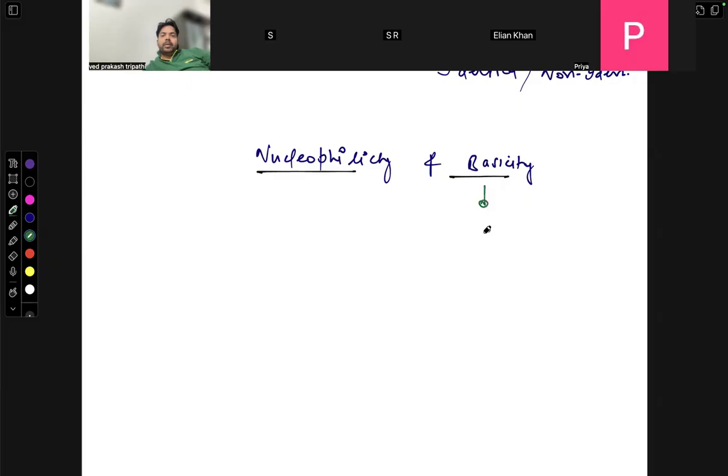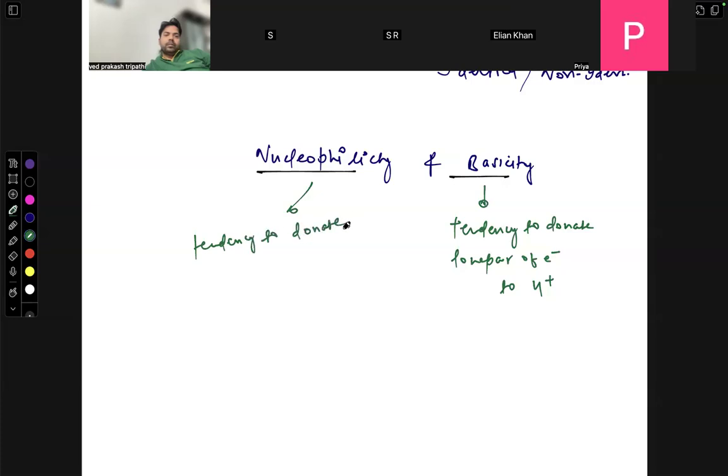So basicity means the tendency to donate a lone pair of electrons to a proton. But nucleophilicity is the tendency to donate electrons to any atom except a proton.